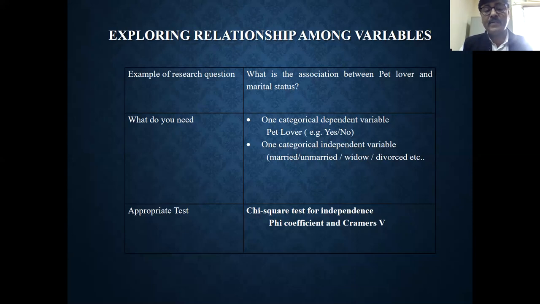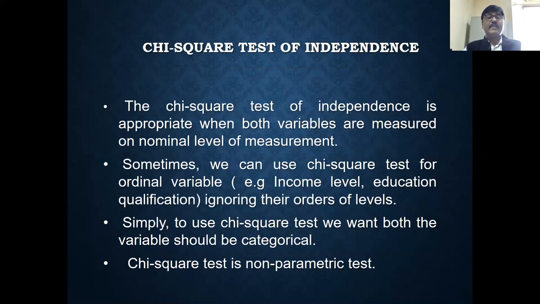Now we will discuss something on the chi-square test. The chi-square test for independence is appropriate when both variables are measured on a nominal level of measurement. So if you have such kinds of data available with you and such a research question, you use the chi-square test to find the answer.